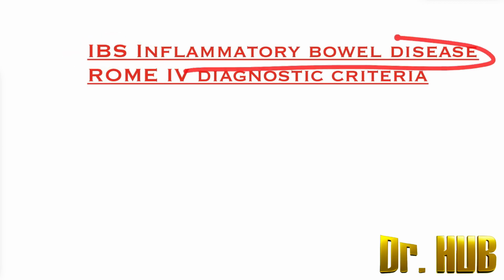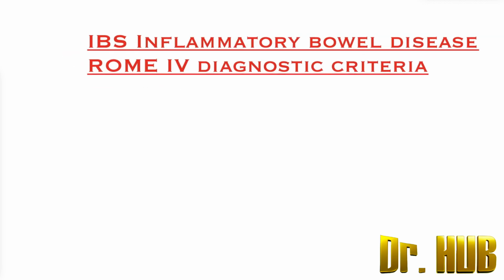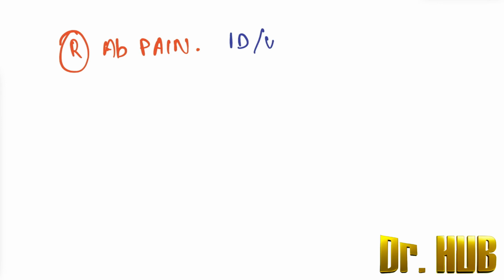IBS, that is the irritable bowel syndrome, and you're looking at its diagnostic criteria. As per the Rome criteria, IBS is defined as recurrent abdominal pain, seen at least 1 day per week in the last 3 months. So in the last 3 months, you have recurrent abdominal pain, which is 1 day every week.